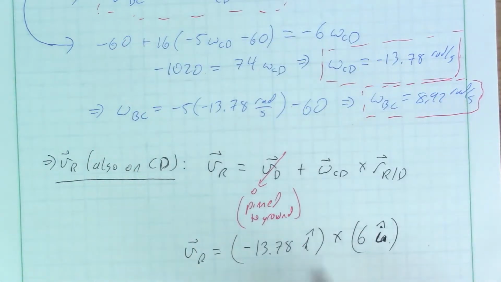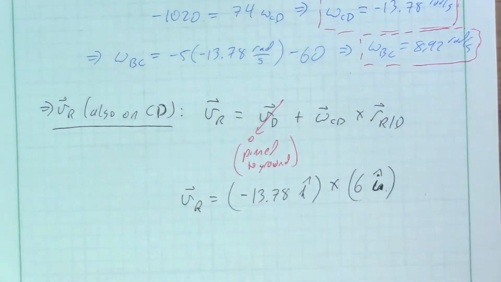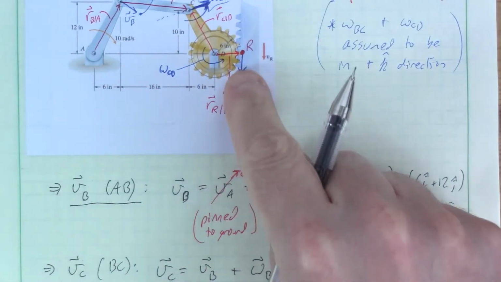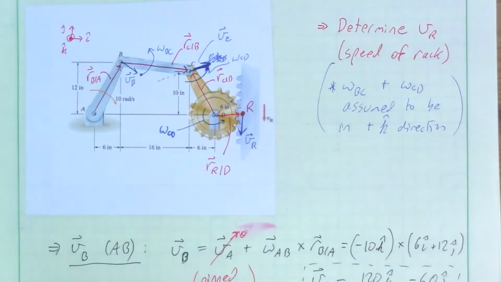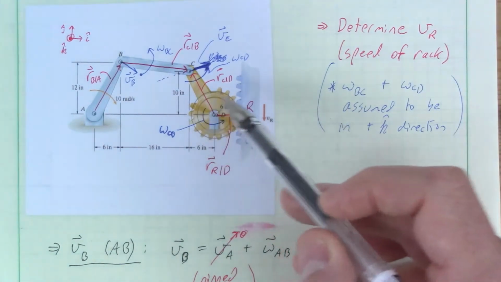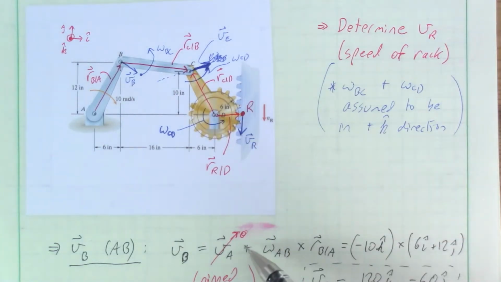So this is in the positive j direction, but then it's negative, so the velocity points down, which, back to the diagram, we definitely expect to be true. The rack must move either straight up or down, and with this rotation being in the negative sense of the pinion, that should cause a downward velocity of the rack.